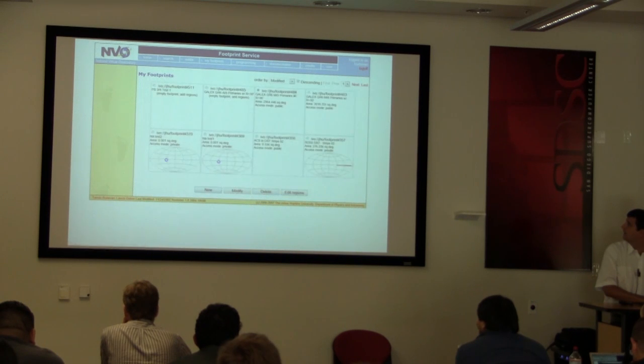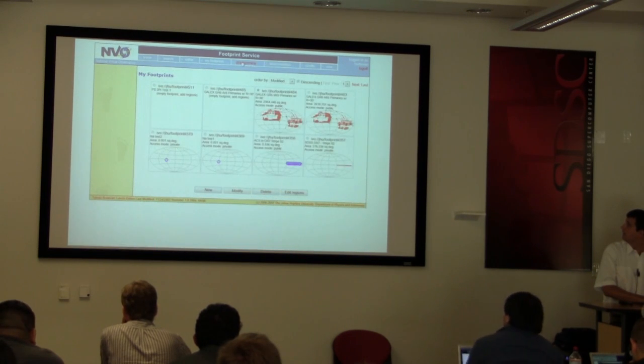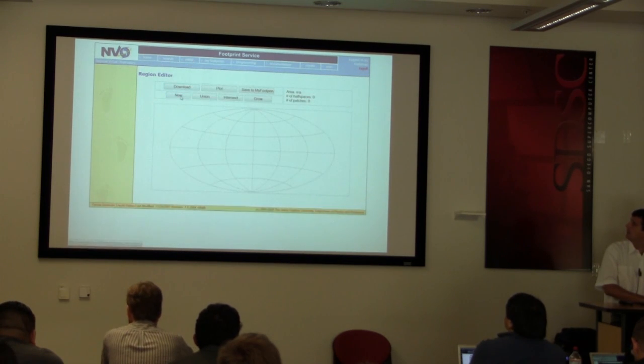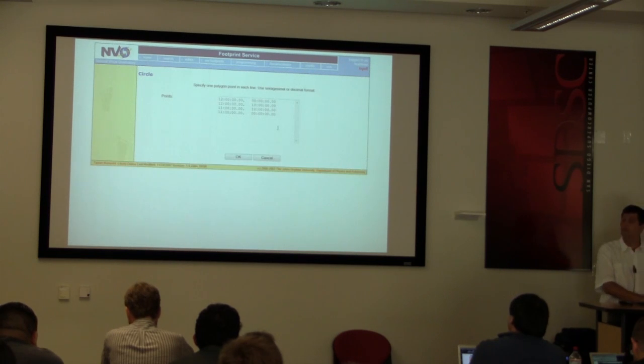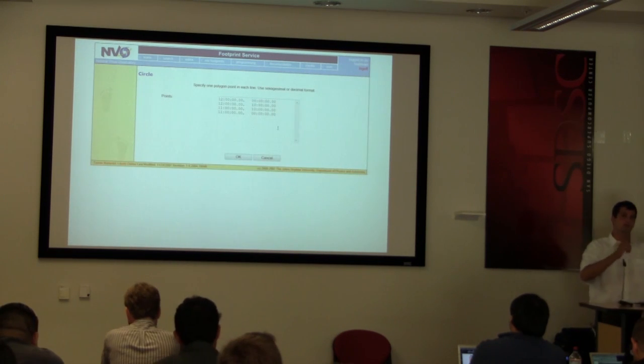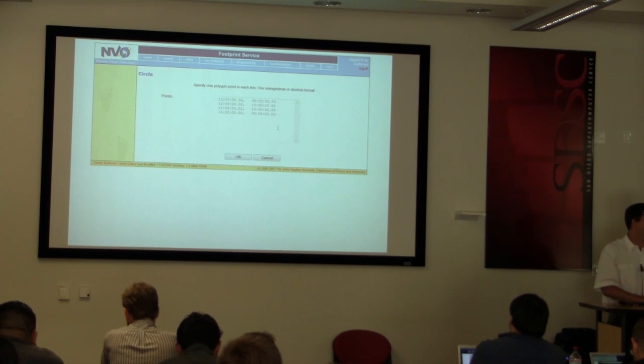We also have an editor where you can create these things. You say you want a new region. You can create a polygon where you just specify what the points are. It can be any polygon. You just have to go around the polygon to save all the points. And they can be right ascension and declination pairs.